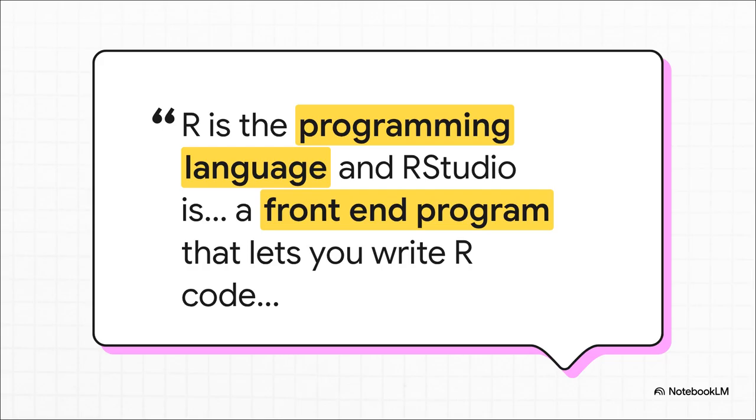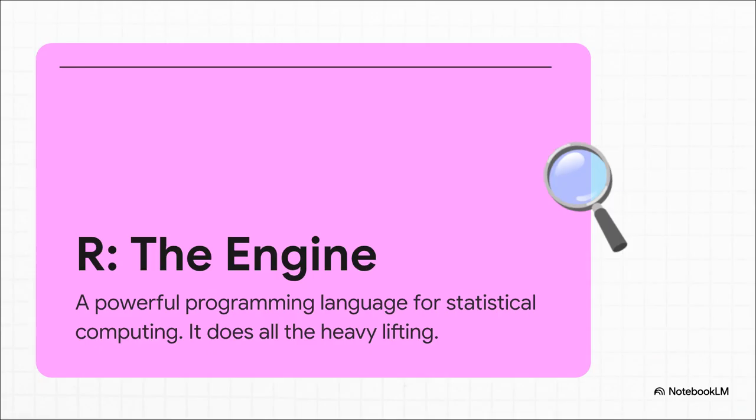Let's try an analogy to make this crystal clear. Okay, so imagine a car. R is the engine. It's hidden under the hood, but it's got all the power. It's what's actually doing the work, running the calculations, processing the data, all that heavy lifting. No engine, no car. Simple as that.